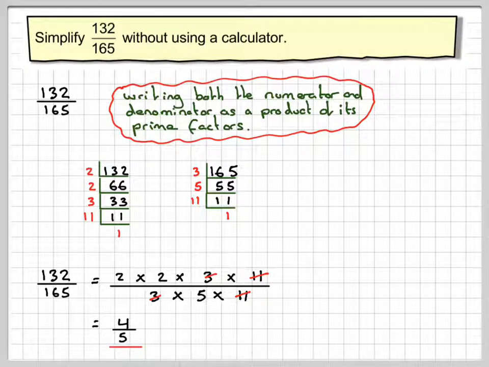So this has been a video showing you how to simplify a fraction using prime factors. I hope you've understood, and I thank you very much for watching.